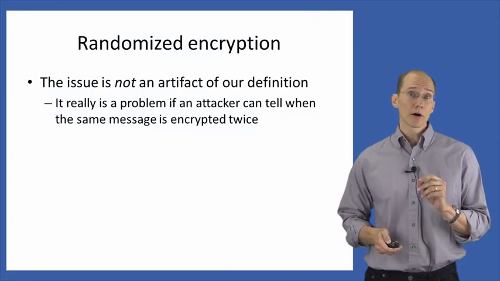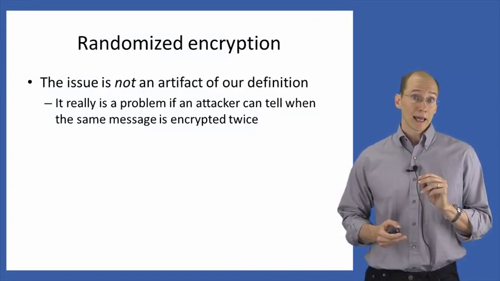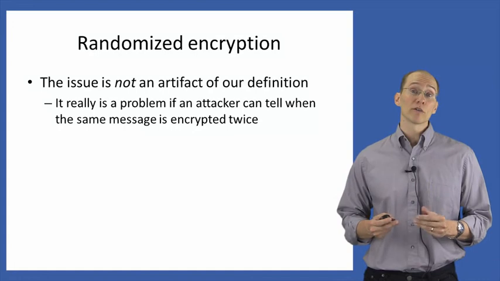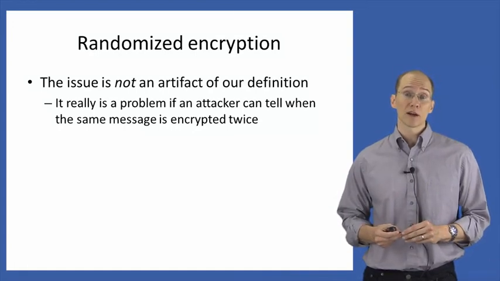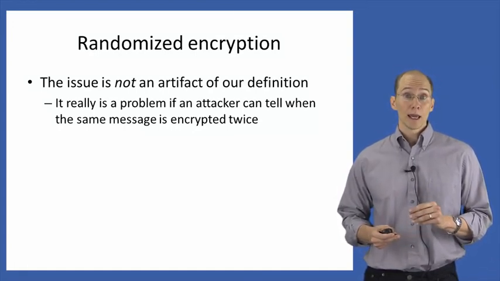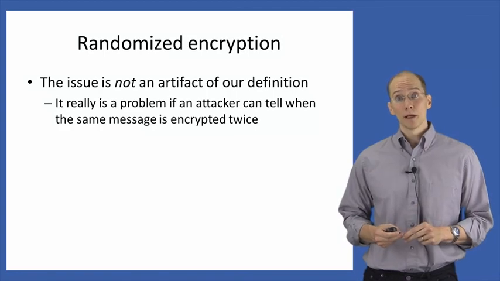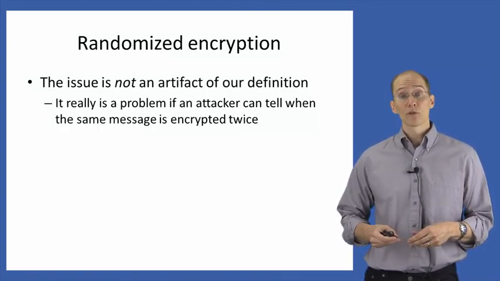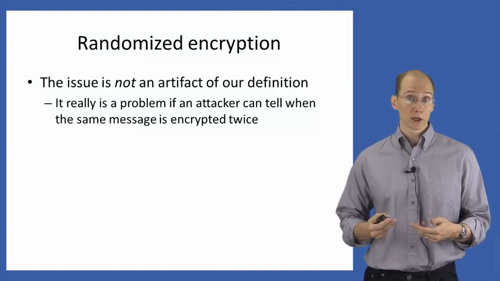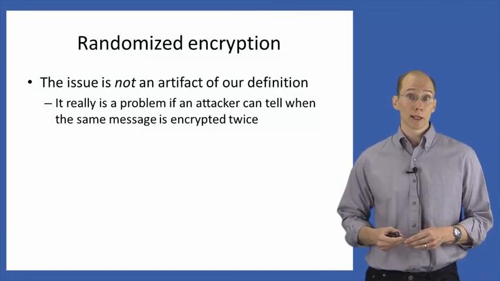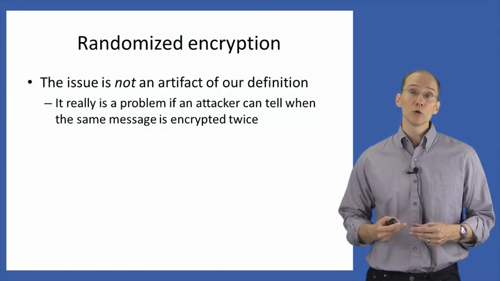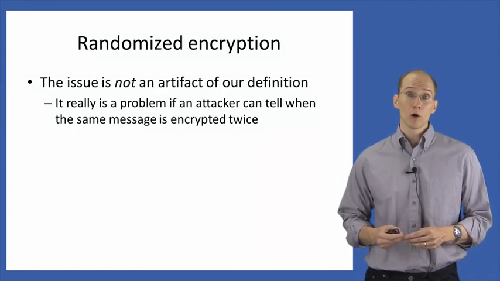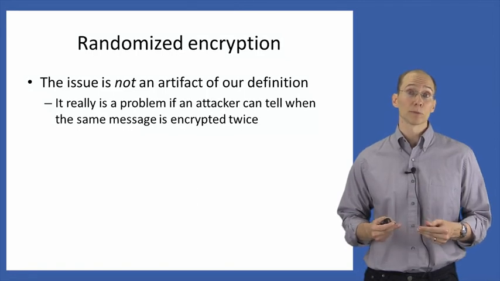This is actually a very important point, and I stress that the issue is not an artifact of the definition or an indication that the definition is too strong. In reality, it really is a problem if an attacker can tell when the same message is encrypted twice. So if we want to define a meaningful notion of security, even in the case where multiple messages can be encrypted, then we really do need a randomized encryption scheme which also hides information about whether the same thing is being encrypted multiple times.